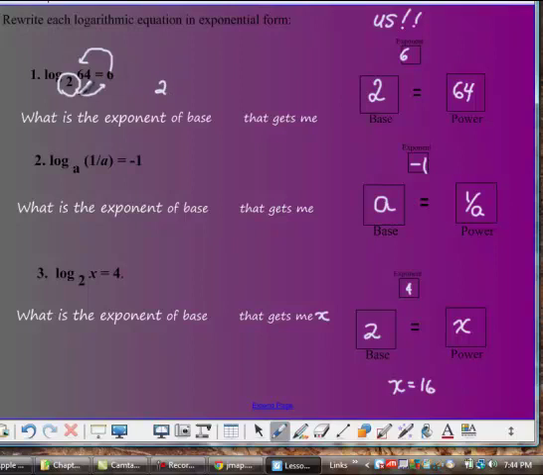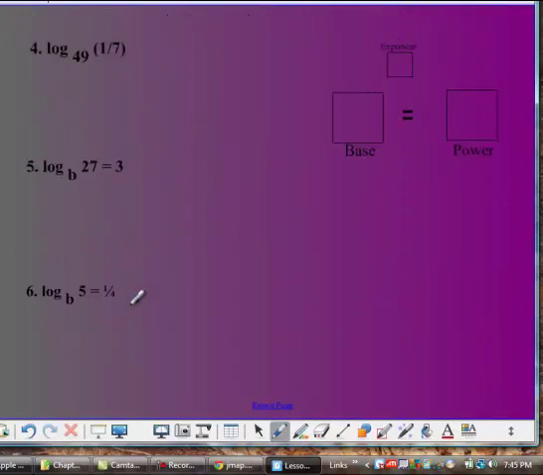2 to the 6th power gets me 64. Roll the log. Start with A. A to the negative 1 gets me 1 over A. 2 to the 4th power gets me x. And actually, to this day, that's how I do it as a shortcut. Really simple. Okay, now we're backwards. Oh, no, we're not backwards. Not yet. Silly me. We still want to rewrite these in base form.